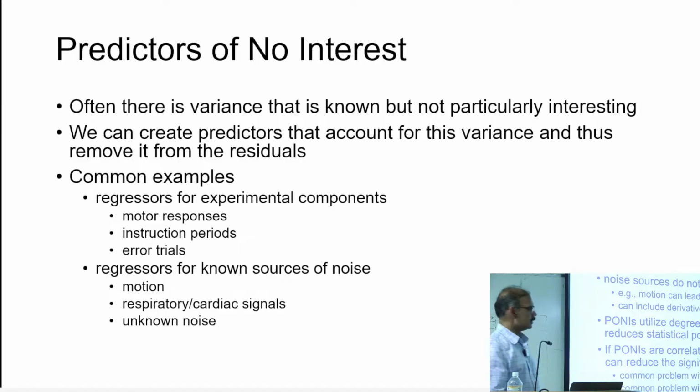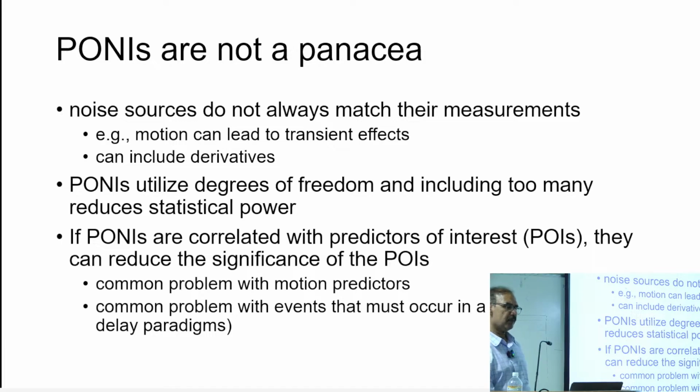Also, just because you can assign something as a predictor of no interest is often not a solution in itself. Noise sources do not always match their measurement. Motion can lead to transient effects, which can include derivatives, and these use up degrees of freedom, and including too many reduces statistical power. So for head motion, like the example we did, we use 6 parameters.